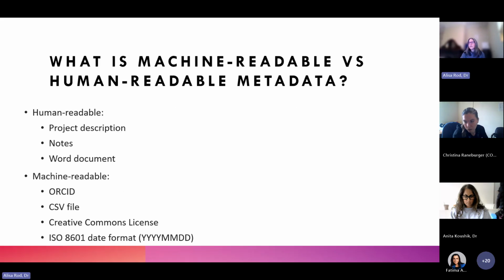And again, here are some examples. Human readable metadata would be things like the description of the project, any notes. They would normally not really need to be in a structured format. They could just be in a text document.